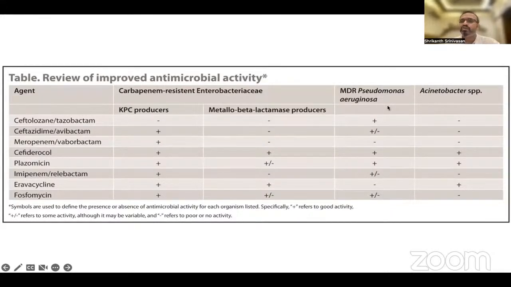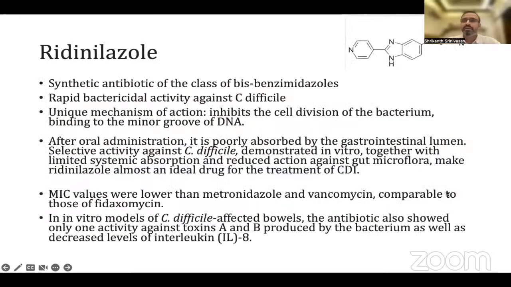When we talk about MDR Pseudomonas aeruginosa, then we have ceftolozane-tazobactam, which I said was predominantly specifically for Pseudomonas aeruginosa, targeting its resistance patterns, and ceftazidime-avibactam. And we have a reasonable amount of drugs. The major problem comes in Acinetobacter species because very few drugs are effective against it. Cefiderocol and plazomycin are promising agents for Acinetobacter. Eravacycline is also a promising agent against Acinetobacter.